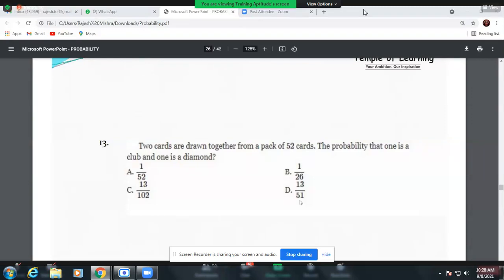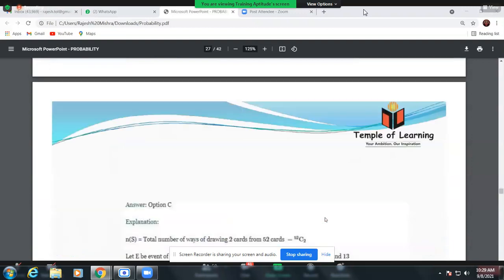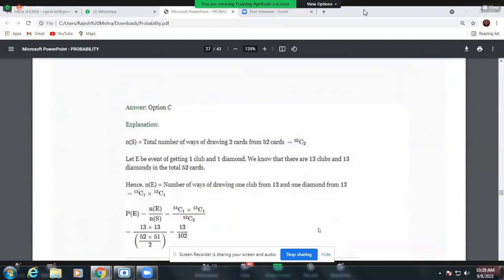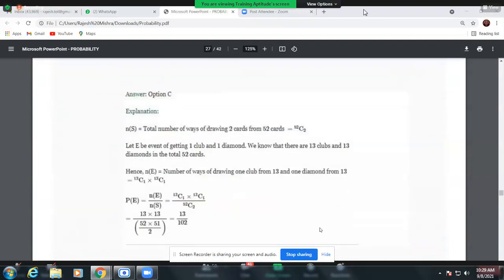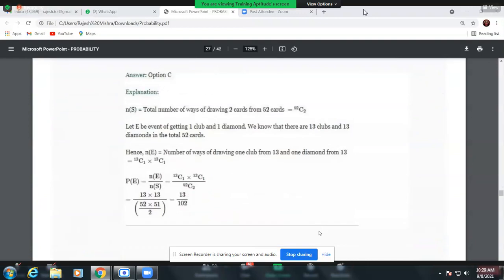Absolutely correct. Now, students, I want 1 club out of 13. So that is 13C1. And I want 1 diamond, into 13C1. So 13C1 into 13C1 upon 52C2.